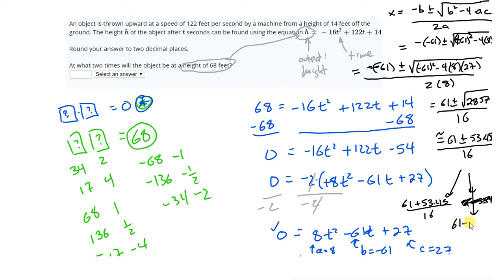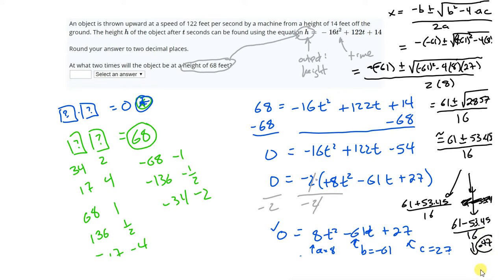61 minus 53.45, over 16, and I'm going to get a decimal for each of those. Okay, so let's do the minus one first. So I'm going to do 61 minus that number, and then divide by 16, and I get about 0.47, roughly 0.4718, but to two decimal places about 0.47.